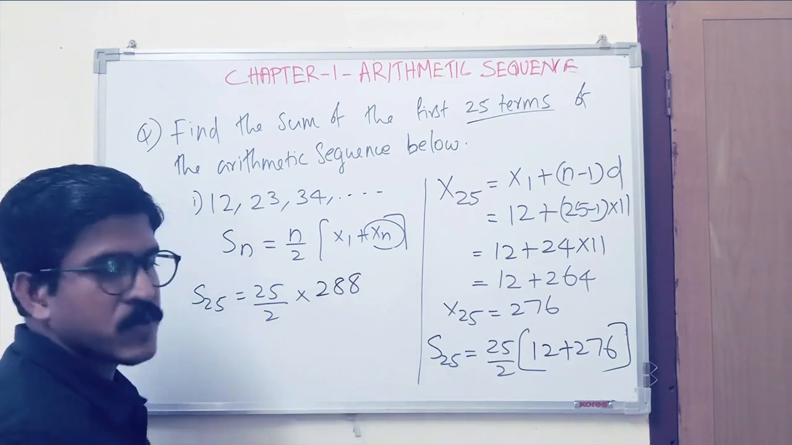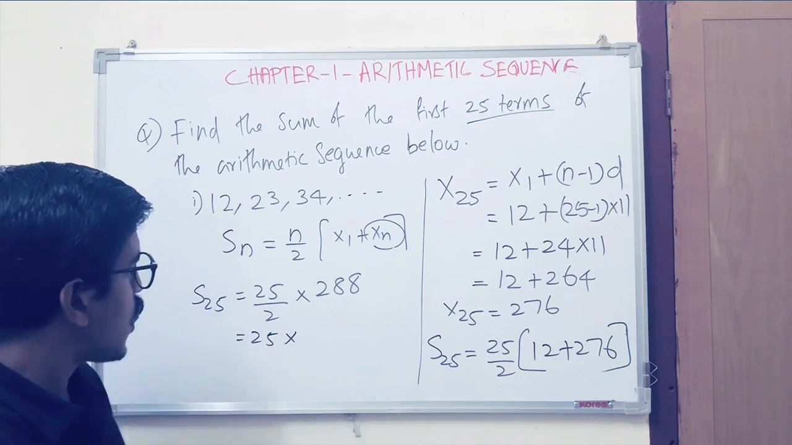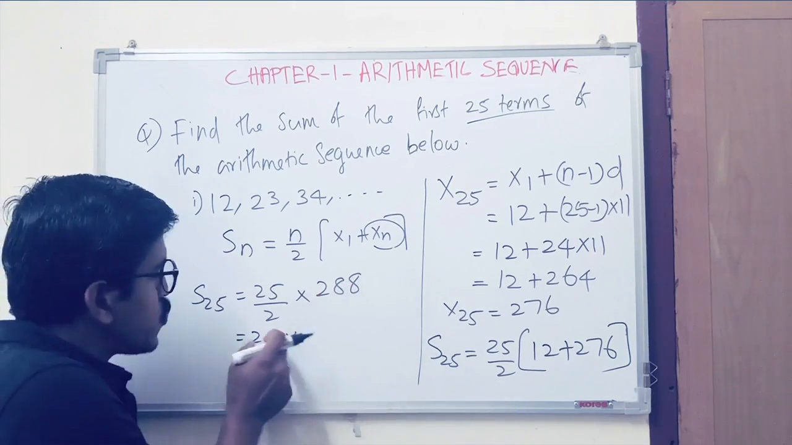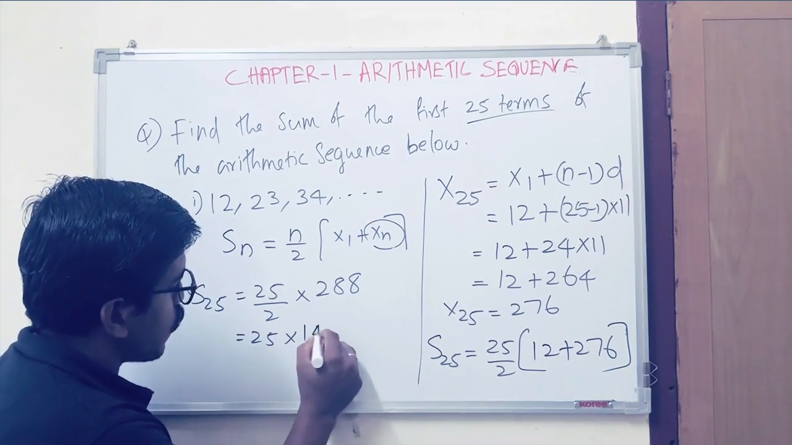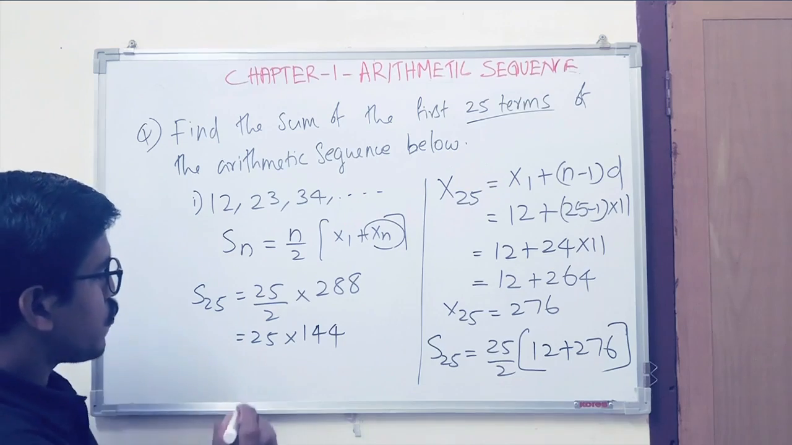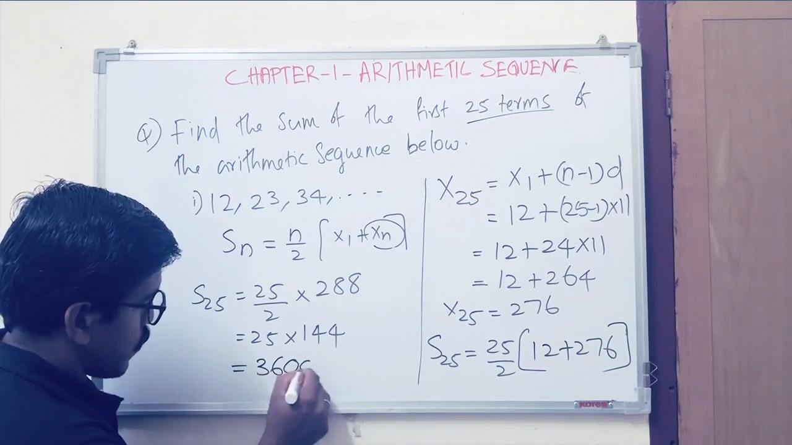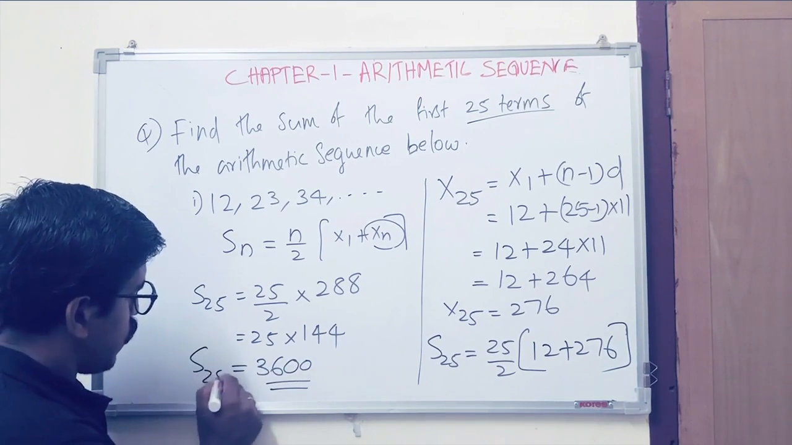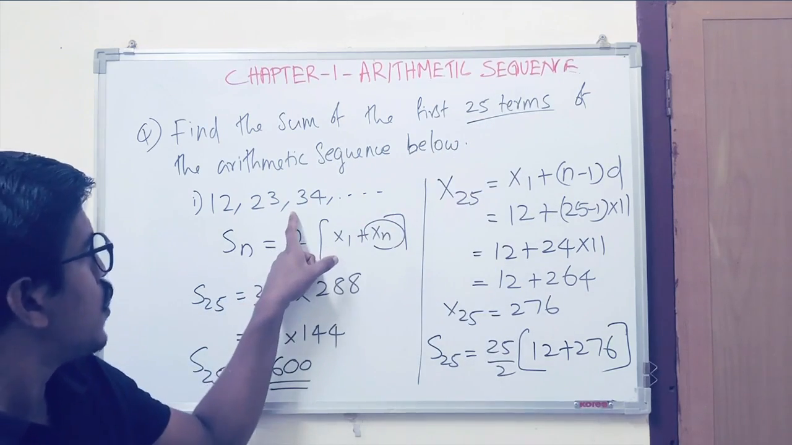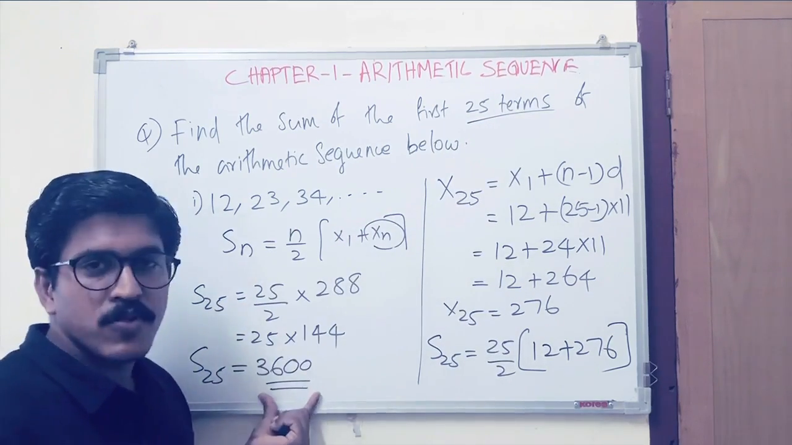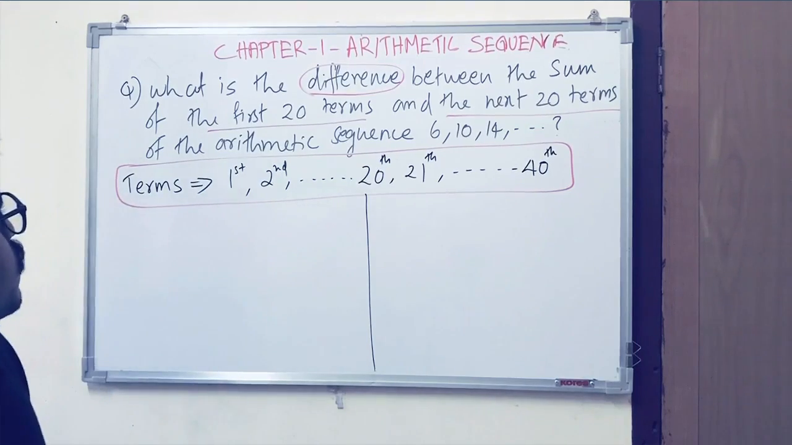288 will come, right? That is 25 into, we can take the half of 288 because you can see the denominator 2 is here. So half of 288 is 144. 25 into 144, 3600 will come. So the sum of the first 25 terms of this particular arithmetic sequence is 3600. Let us discuss another problem here.